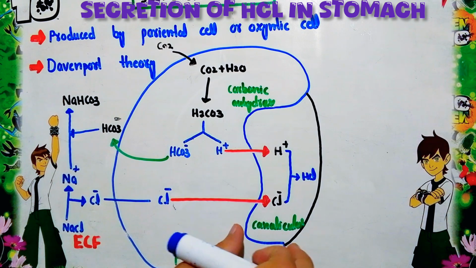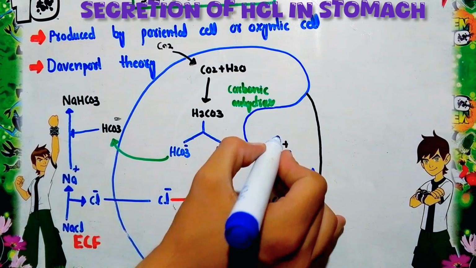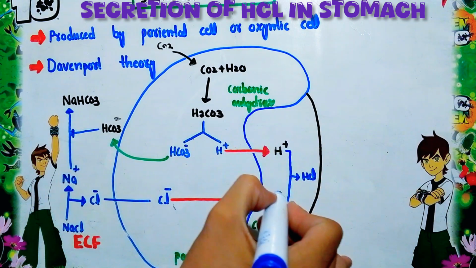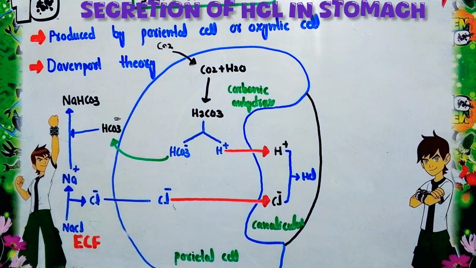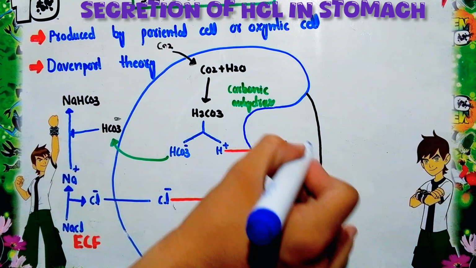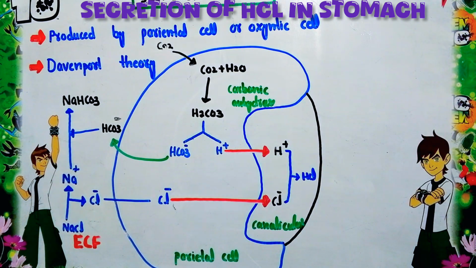Here at the canaliculus of the parietal cell, the hydrogen ion combines with the chloride ion and finally forms hydrochloric acid. So here the synthesis of the hydrochloric acid finally occurs.